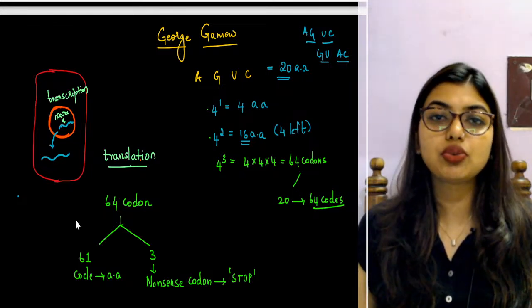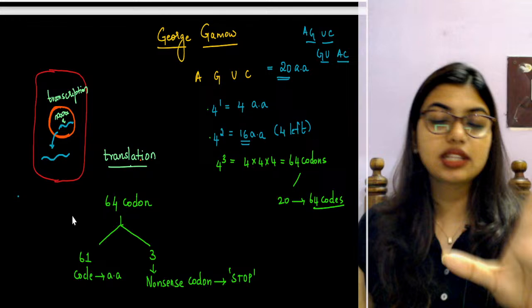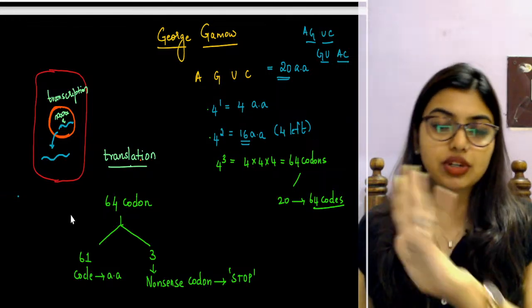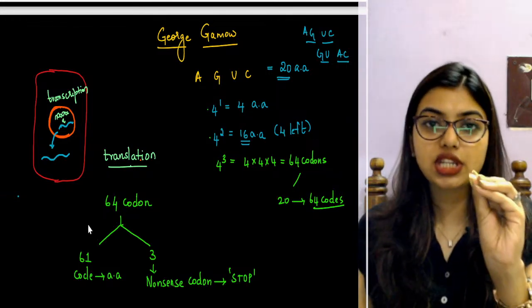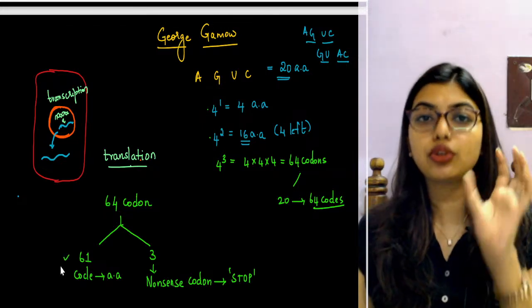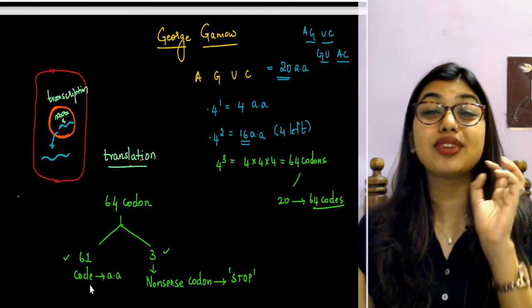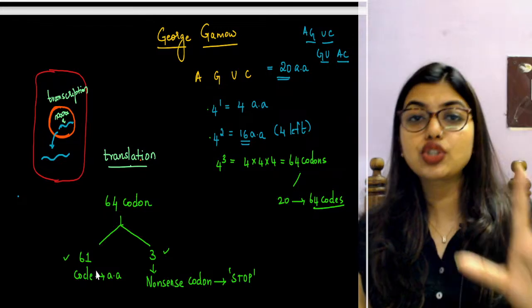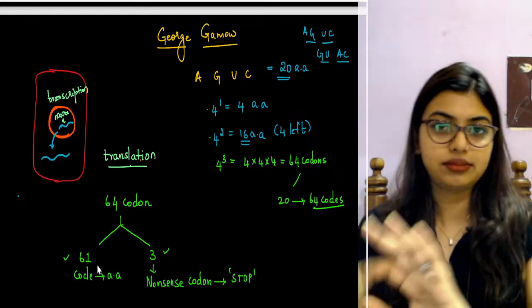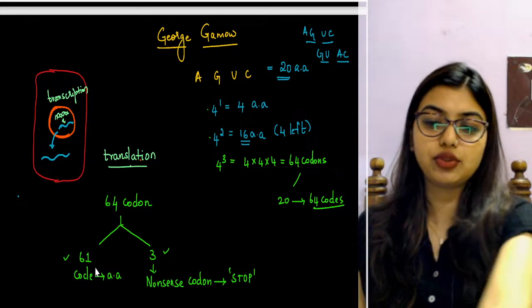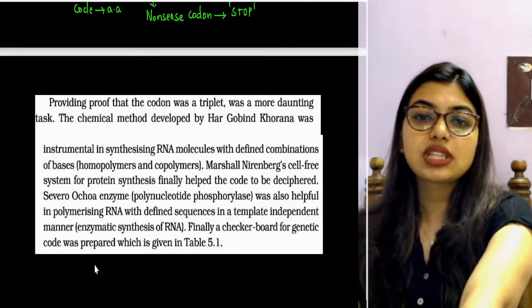Stop codons tell you, okay, enough, this is time for you to stop this reaction. So out of the 64 codons, 61 codons are going to code for amino acids, and 3 of them are nonsense codons which tell you to stop, like, enough for today. So this is how codons are there.